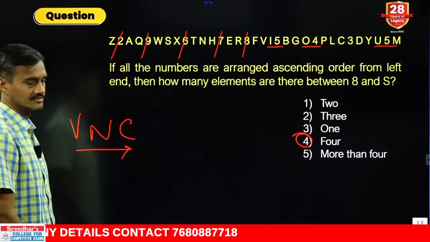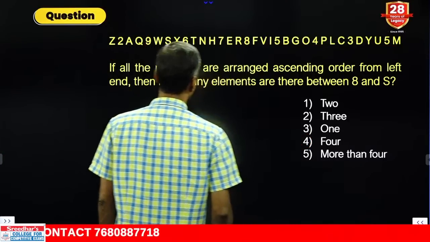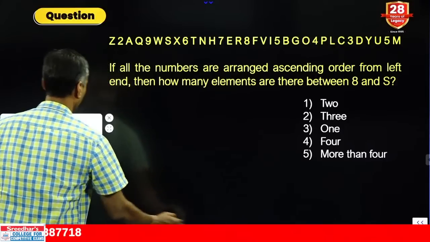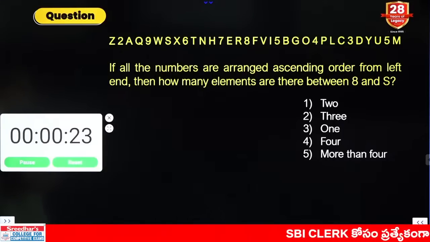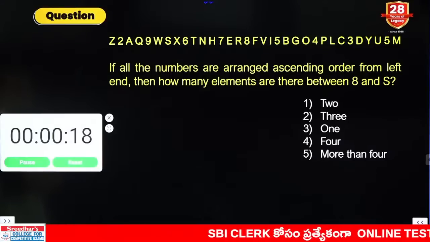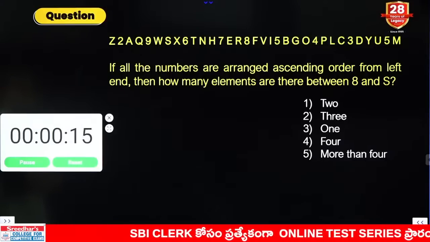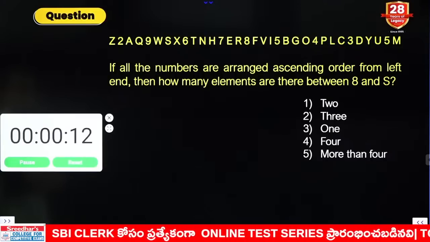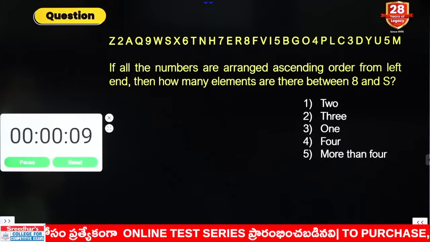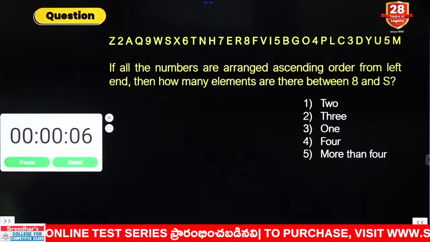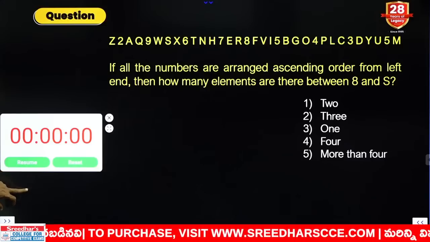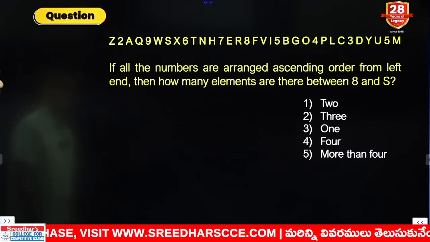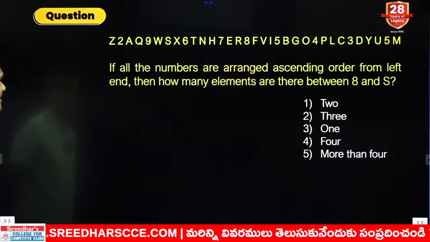Then coming back to the next question. Now in the next one, if all the numbers are arranged in ascending order from left to right, then how many elements are there in between 8 and Y? Can you tell me your answer? How many elements are there in between 8 and Y?